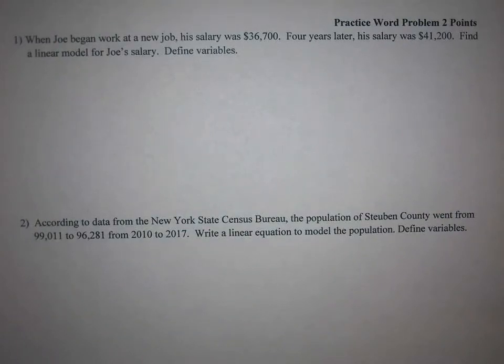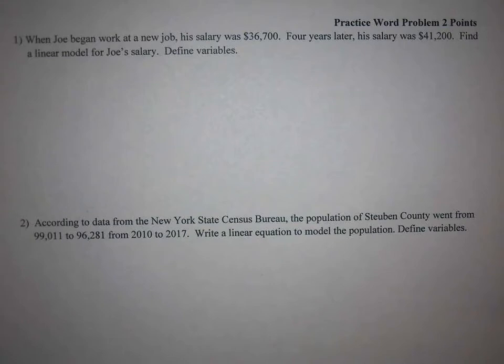Here we're going to look at writing the equation of a line through 2 points when you're given a word problem. In number 1, when Joe began work at his new job, his salary was $36,700. 4 years later, his salary was $41,200. Find a linear model for Joe's salary and define your variables.